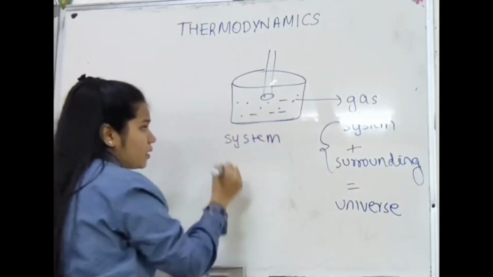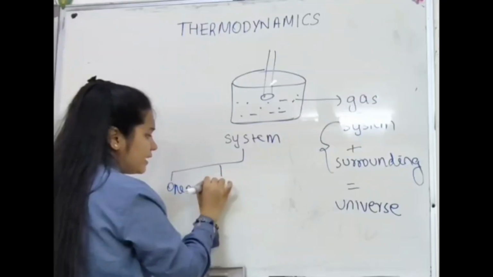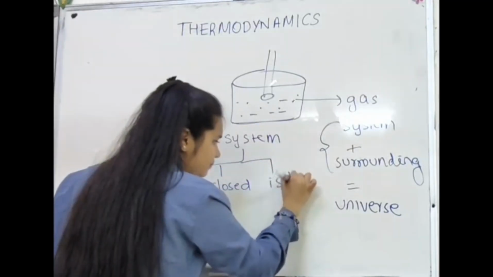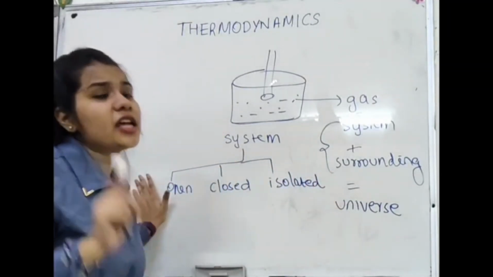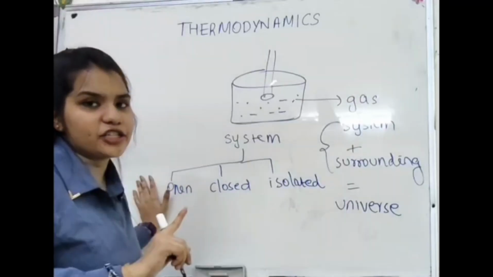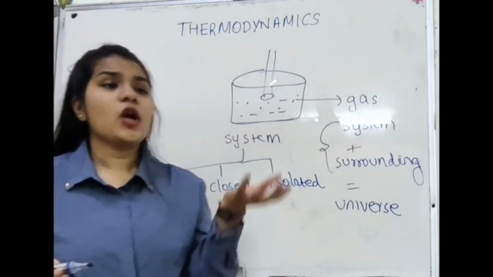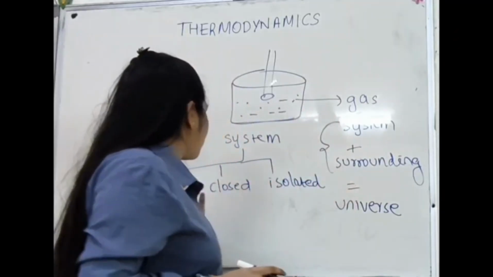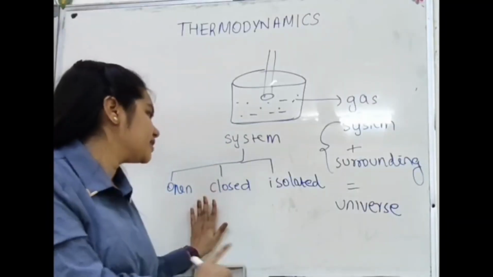Types of system. First is the open system. Second is closed system. Third is isolated system. Okay. Open system is where there is transfer of both energy and mass. For example, you're boiling water in an open vessel. That is an example of open system, because there is transfer of both energy and mass.